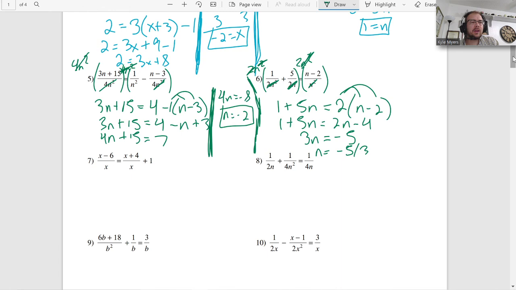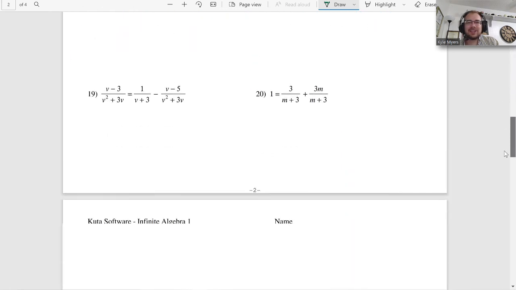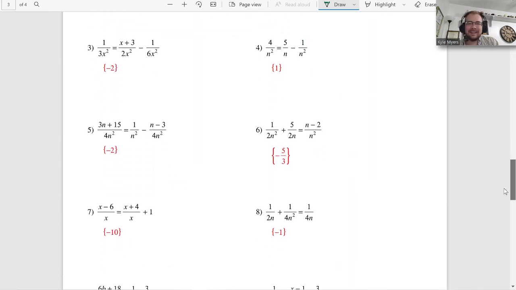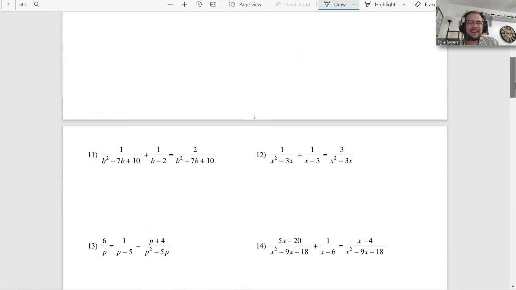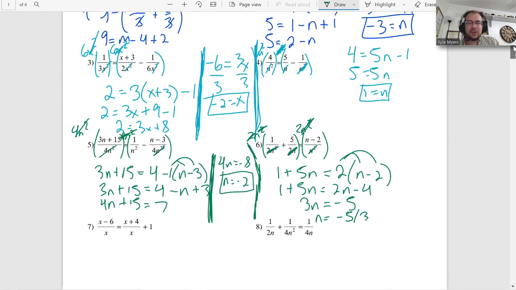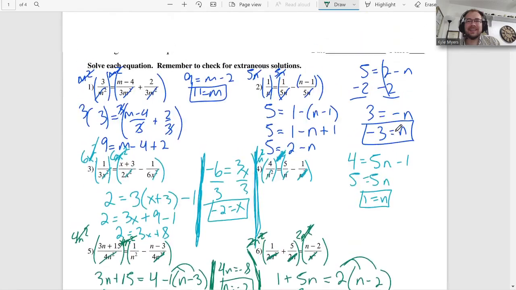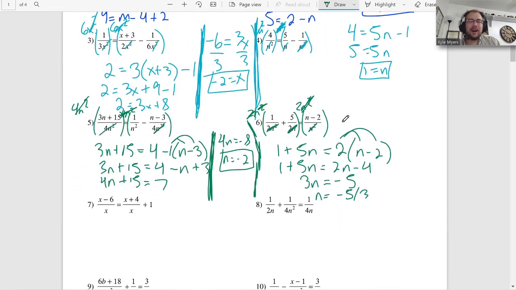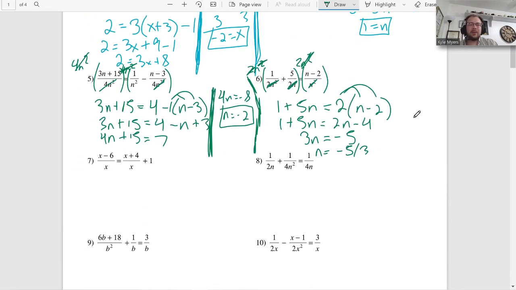Maybe I am doing something wrong. Let me know if I did. But I'm gonna check because I don't like that answer. Okay, it is negative 5/3. Oh my gosh, it's so weird. You feel like you're doing something wrong because all the other answers so far have been positive or negative whole numbers. So that was kind of weird. Okay, I mean it is possible, but that brings up a good point.